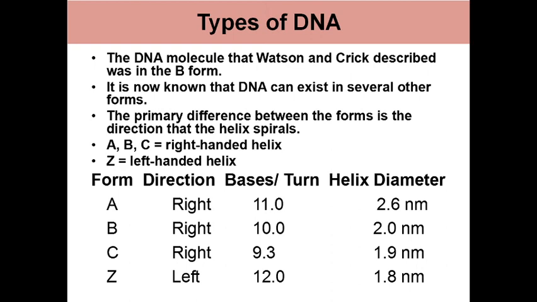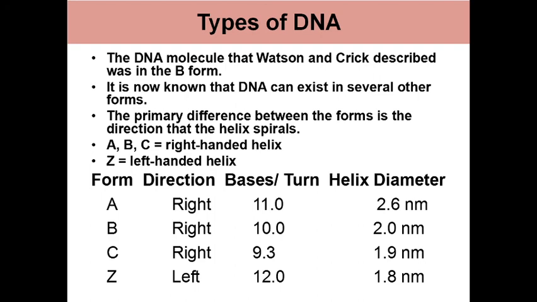Next type is C form. It is a right-handed helix with 9.3 base pairs and 1.9 nanometer. Then Z form, discovered by the scientist A. Rich. It is a left-handed helix with 12 base pairs per turn. It is thinner and more stretched out than B form. Z form conformation is favored under high salt concentration. It has a pitch of 4.46 nanometer, that is 44.6 angstrom, and a width of about 1.8 nanometer or 18 angstrom.